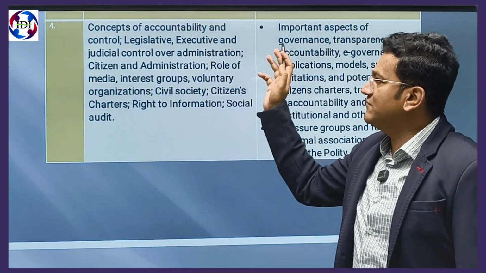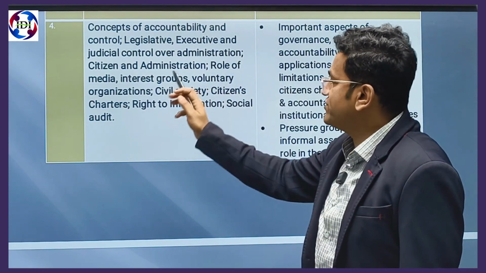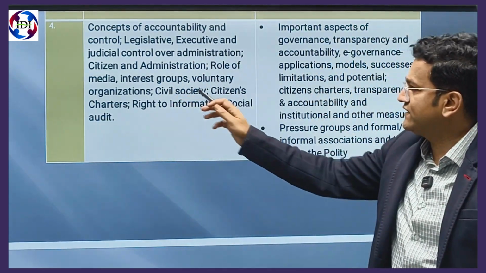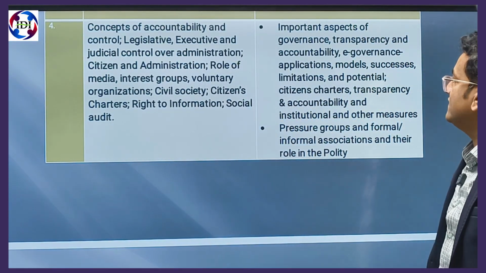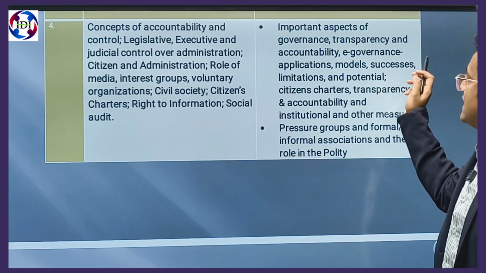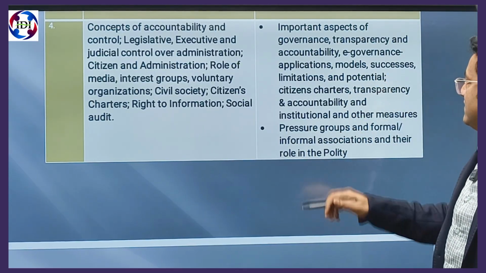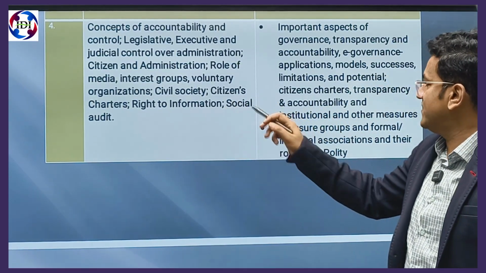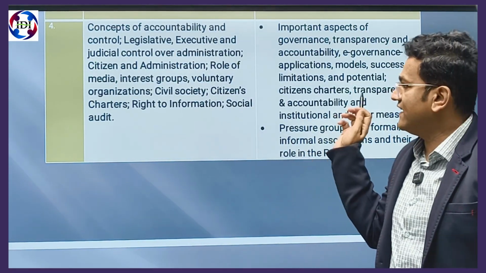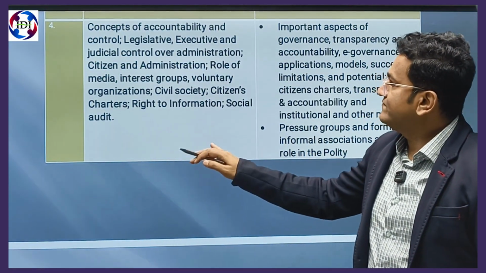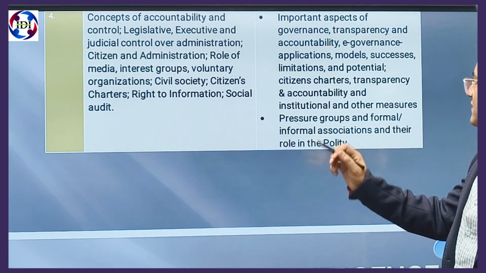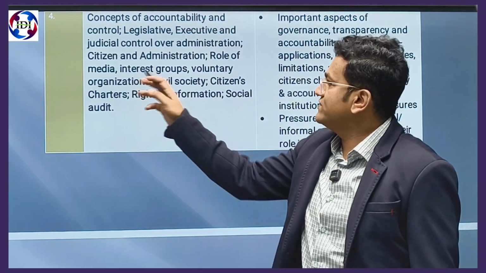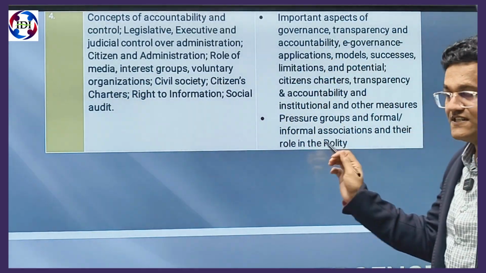Then concepts of accountability and control, legislative, executive, judicial accountability, citizen administration, interest groups, civil society, citizens charters, right to information act. See here also, transparency, accountability, then e-governance applications, citizens charter, accountability and transparency. See here, accountability and control, then pressure groups and formal informal associations and their role in politics. So here interest groups. So similar.